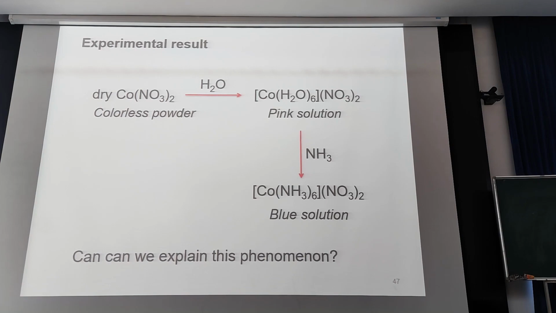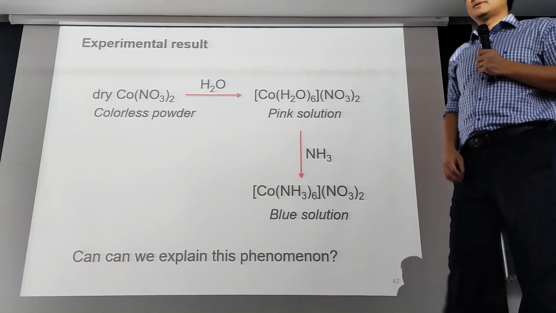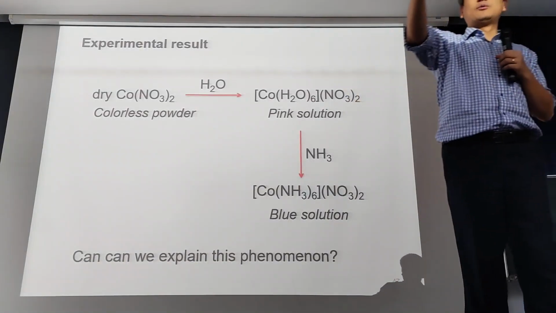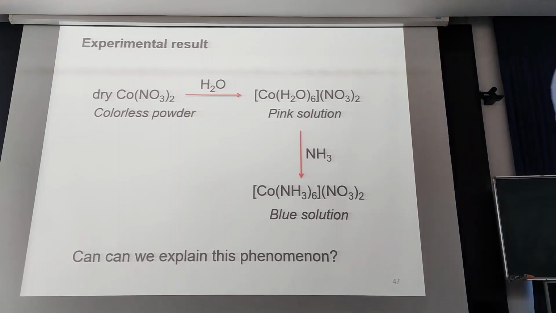First, very simple one. How can you explain this phenomenon? That's something we observe, right? If we pick up the dry cobalt nitrate, it is colorless. If you put water inside, you will get a pink solution. Okay? And then you add ammonia, NH3, inside, it will have a blue solution. My question is why? How can we explain it?